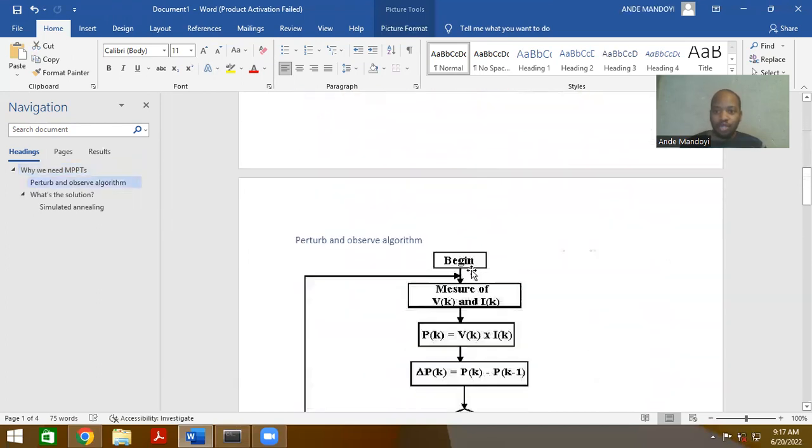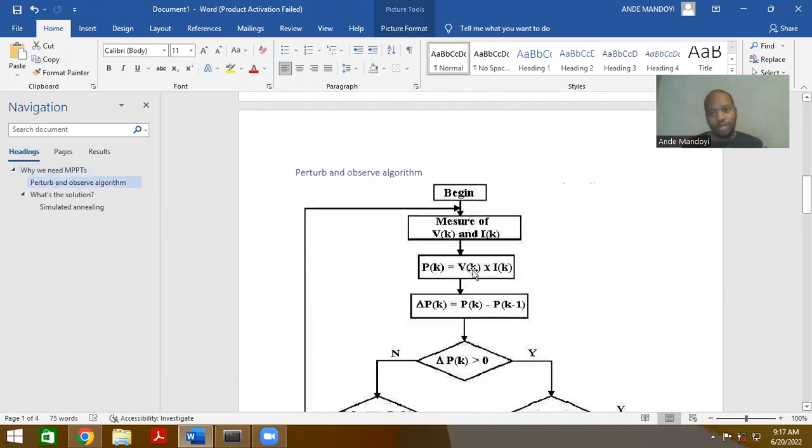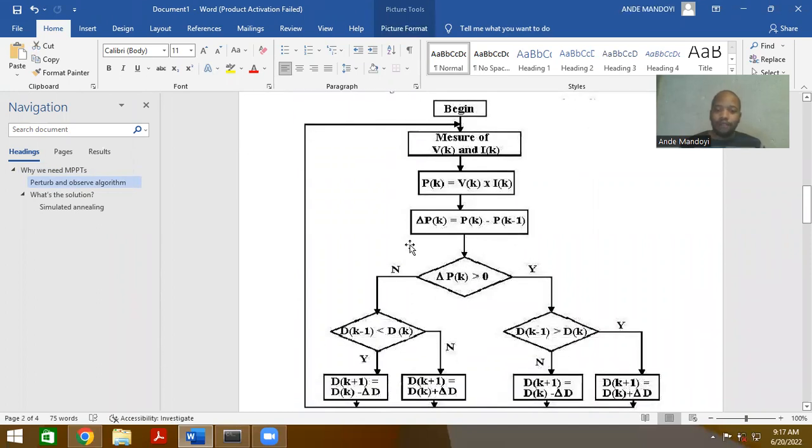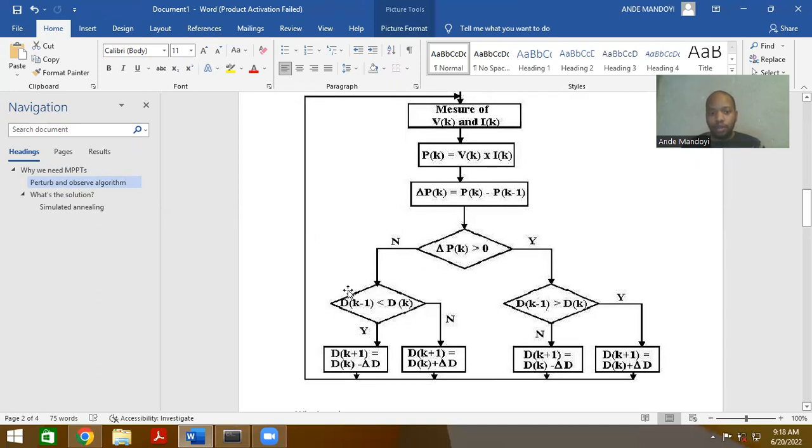Let's look at the next extreme. What if we increase and it decreases, or we decrease and it increases? What if here delta P is negative, meaning our perturbation actually caused a decrease in power instead of an increase in power? Then we want to look at what we were doing. Did we increase the duty cycle, or did we decrease the duty cycle in order to cause this negative perturbation? If we were increasing the voltage, then we want to decrease it. We want to go in the opposite direction. If we're decreasing it, then we want to increase it to go in the opposite direction.